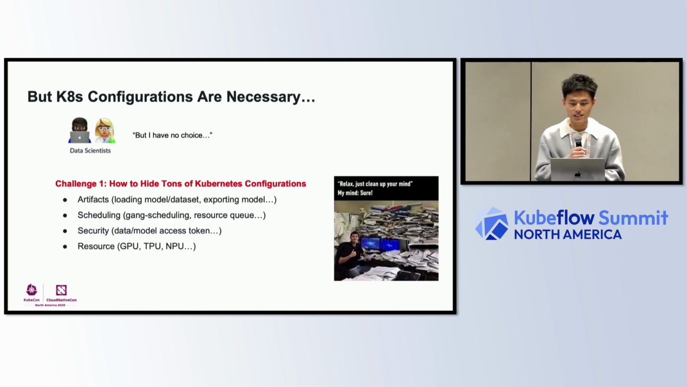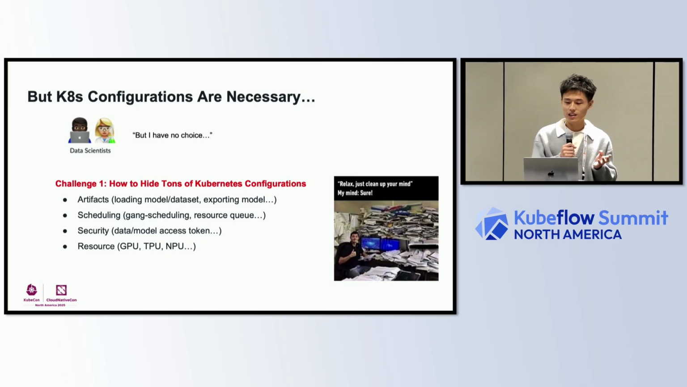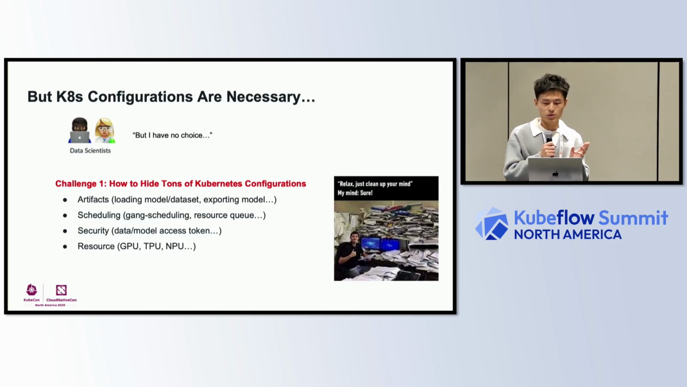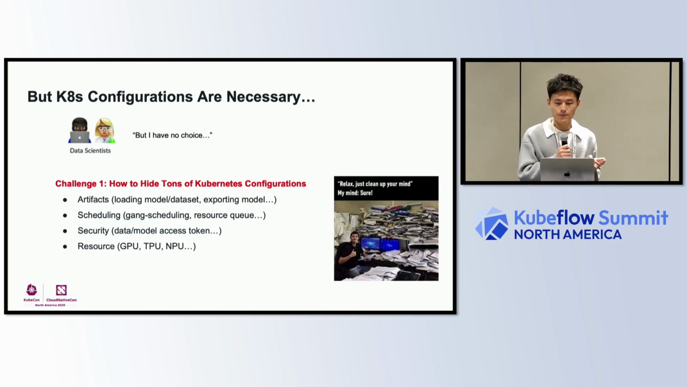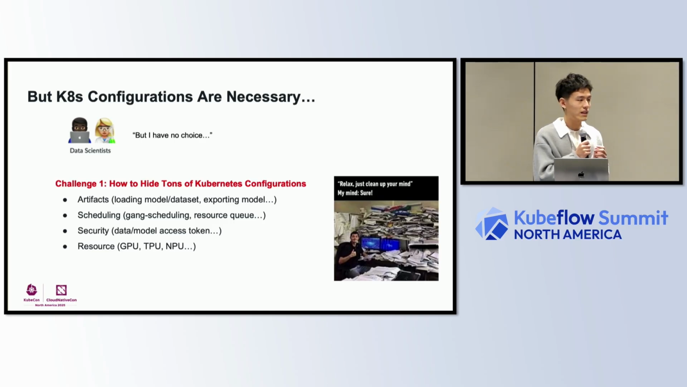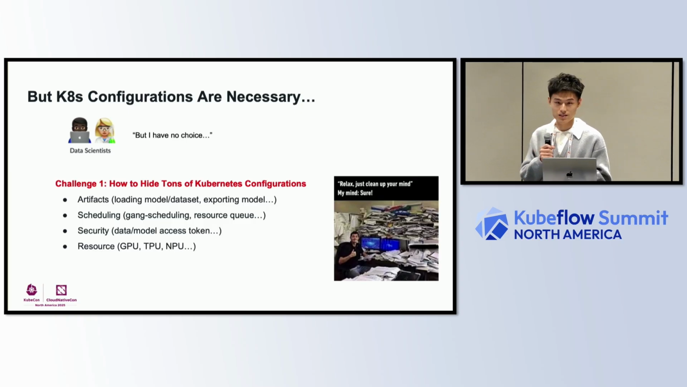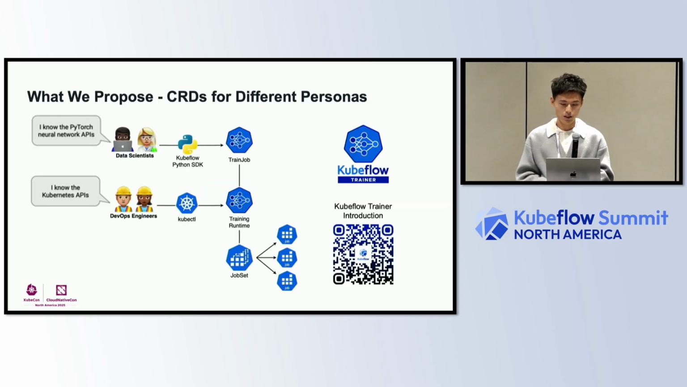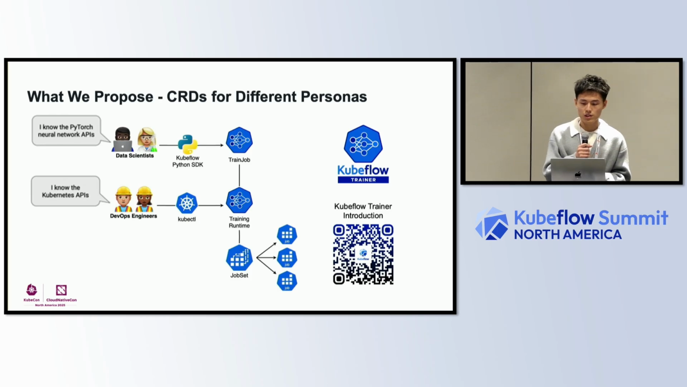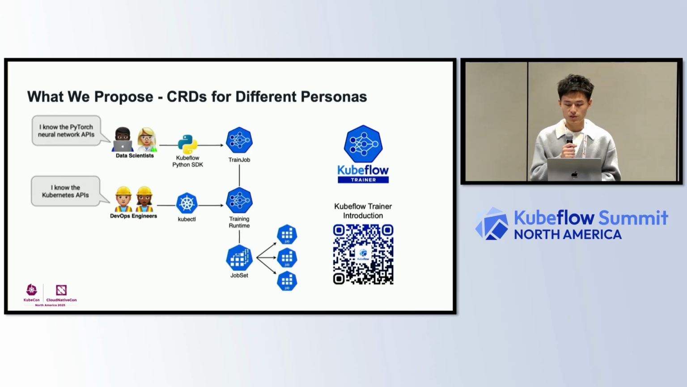However, the fact is that these configurations are necessary. They are crucial in keeping the fine-tuning jobs running in the desired manner. So the challenge for us is how to hide these configurations from data scientists and make sure fine-tuning jobs run in the desired manner. To solve this challenge, our key solution is to design CRDs for different personas.